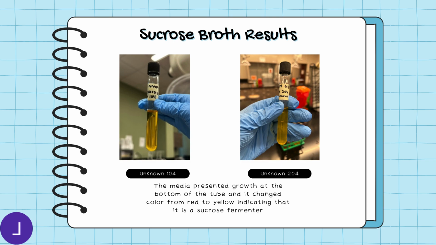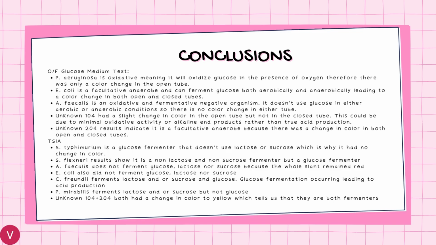On this other side, Conclusions. For our OF glucose medium, P. aeruginosa is oxidative, meaning it will oxidize glucose in the presence of oxygen, therefore there was only a color change in the open tube. E. coli is a facultative anaerobe and can ferment glucose both aerobically and anaerobically, leading to a color change in both open and closed tubes. A. faecalis is an oxidative and fermentative negative organism, so it does not use glucose in either aerobic or anaerobic conditions, and therefore there was no color change in either tube.